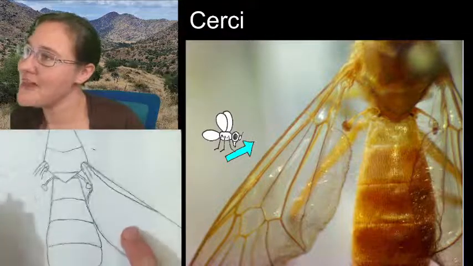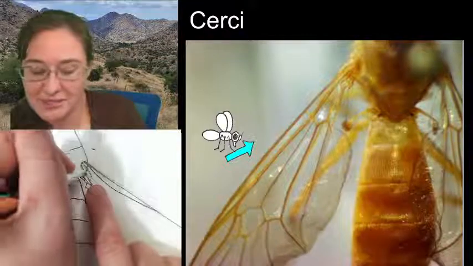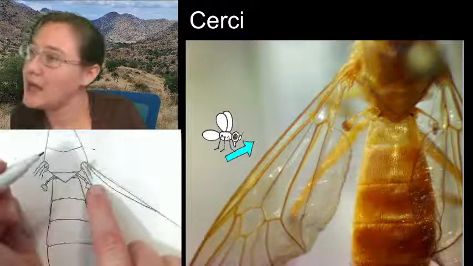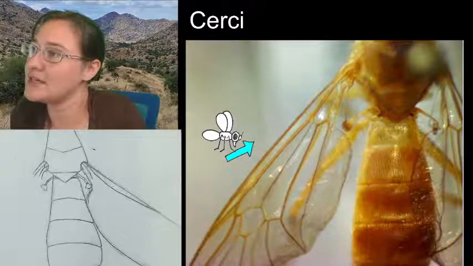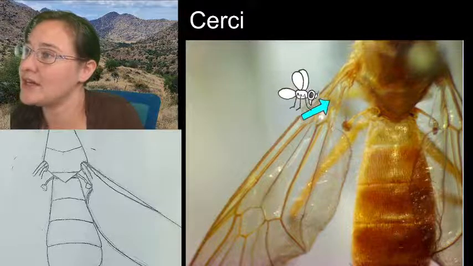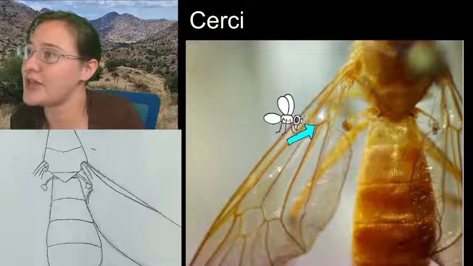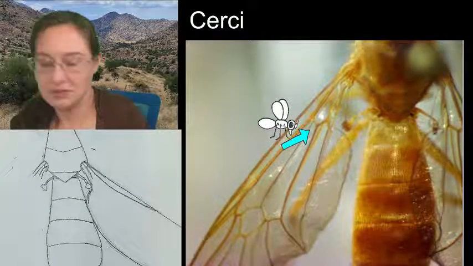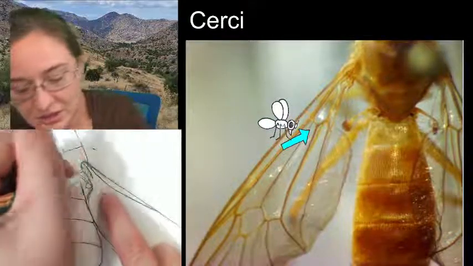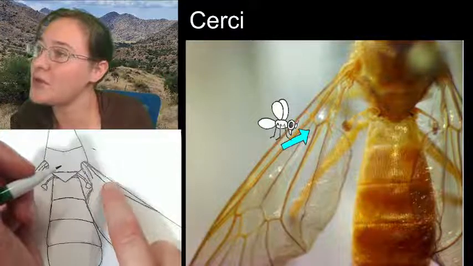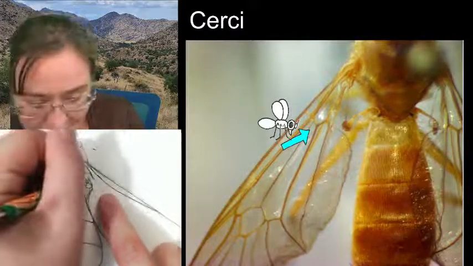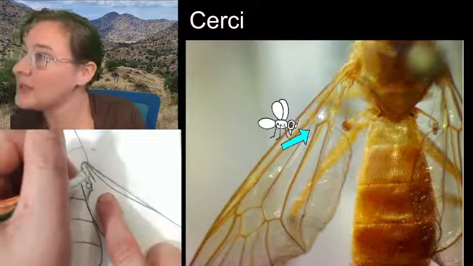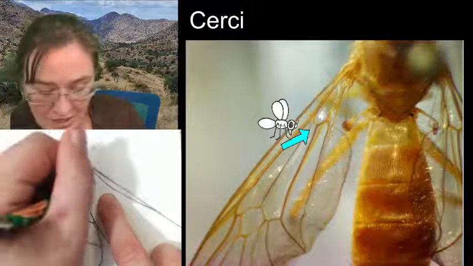Alright, and then we've got this one that's coming down a little bit, and it is this one right about here. So it's going to make this two-part split here and here. Right about where the subcosta is the widest, right about here, it makes this split.